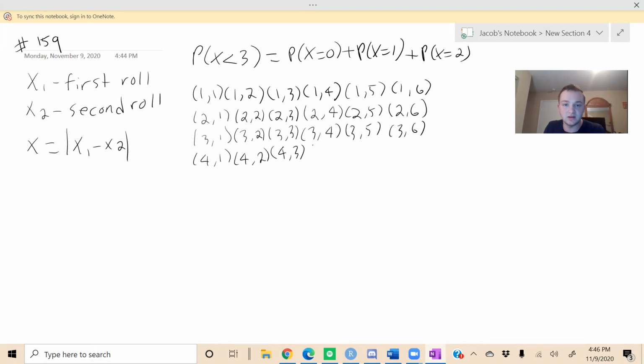There's probably a different way to solve this. For this problem, I didn't even look at the SOA solution because I just feel like it's easier for me to write down and see and visualize all the different possible outcomes. So we're almost done writing down all the outcomes.